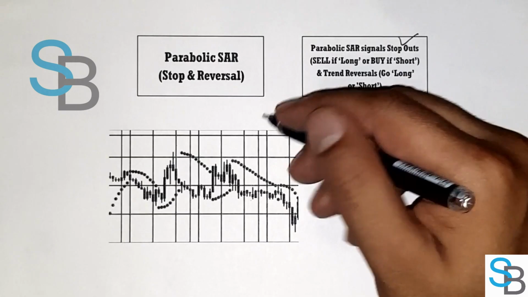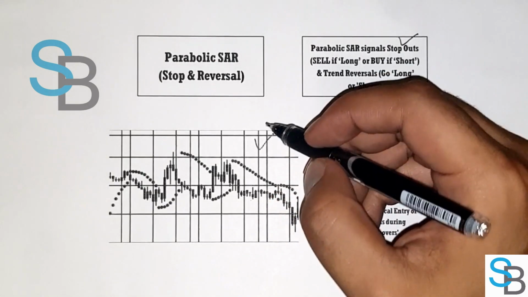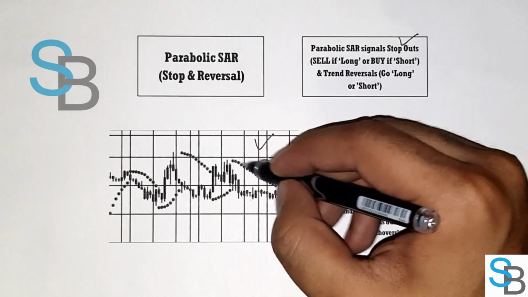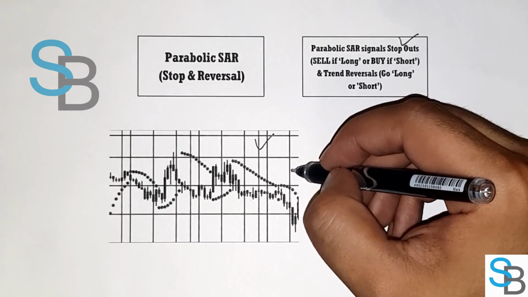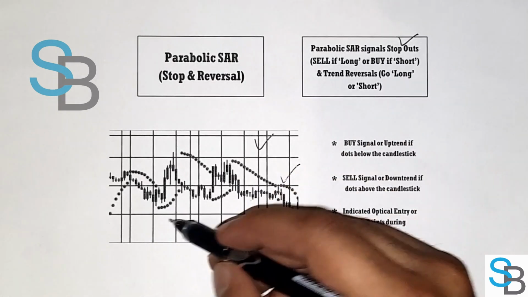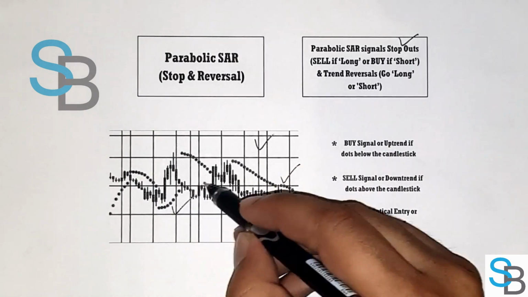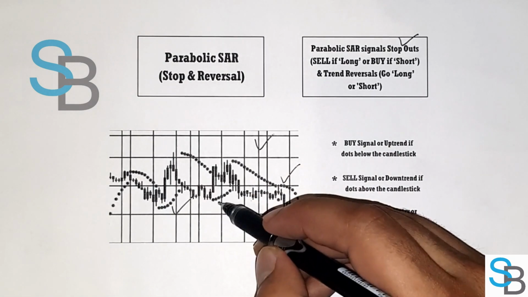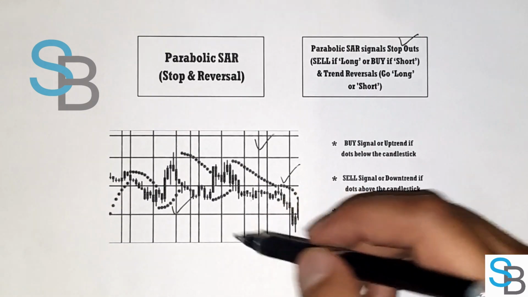In the chart, if you see the dots appear above the candlestick, this indicates an uptrend or a buy signal. If the dots appear below the candlestick, this indicates a downtrend or a sell signal.